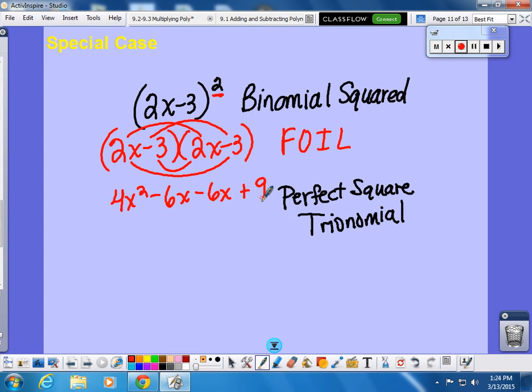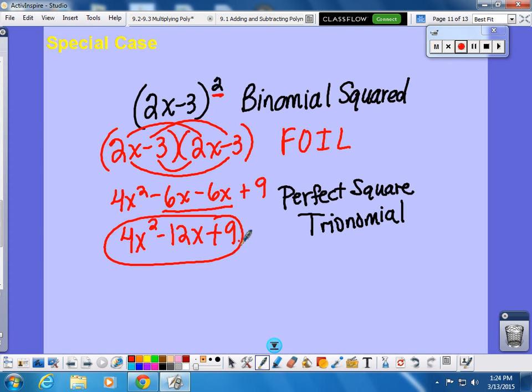So far, so good? Question. Do outer and inner cancel? No. Since they have the same sign, they do not. Okay. That's how this is different from conjugates. Okay, my answer will then be 4x squared minus, put those together, 12x plus 9. And you call this a perfect square trinomial.